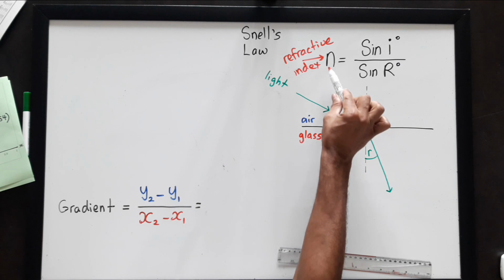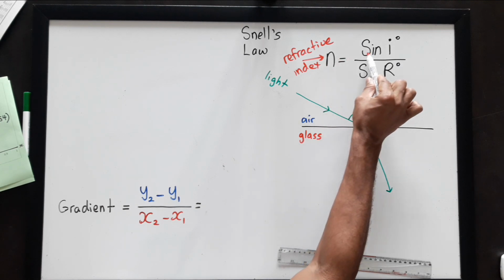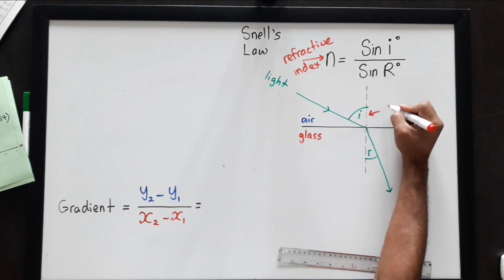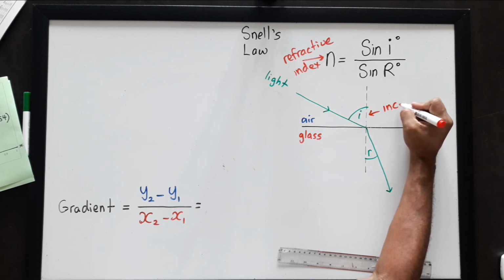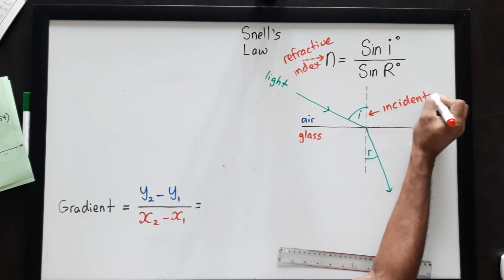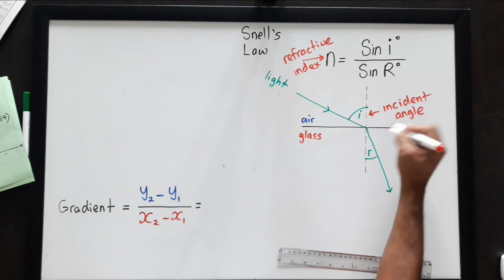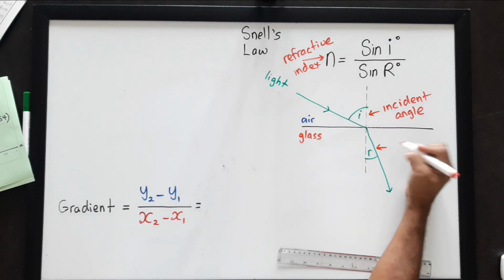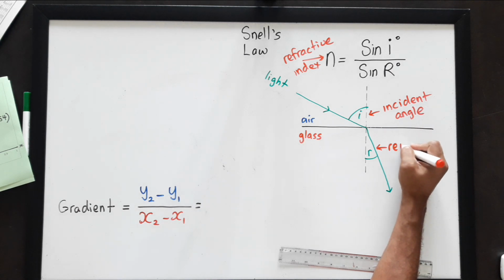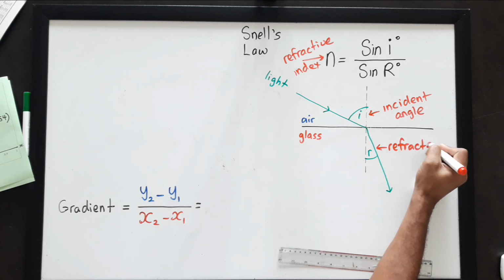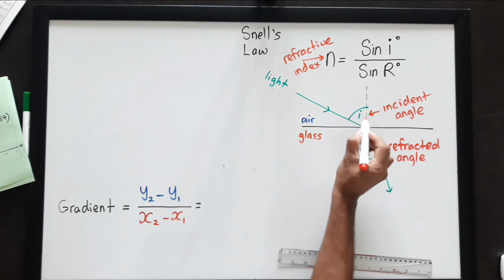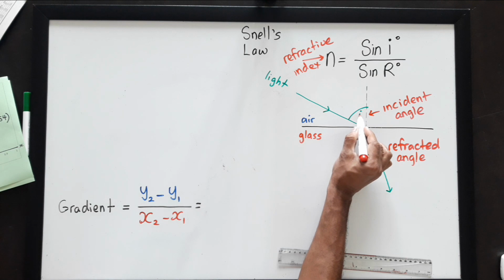But to calculate the refractive index, you have to take the sine of the angle I. This is called the angle of incidence, sorry. The incident angle, I should have put that in before, and the angle where it gets twisted at is called the refracted angle, or angle of refraction. Alright, now remember, this is in degrees, so it might be 60 degrees, 50 degrees.